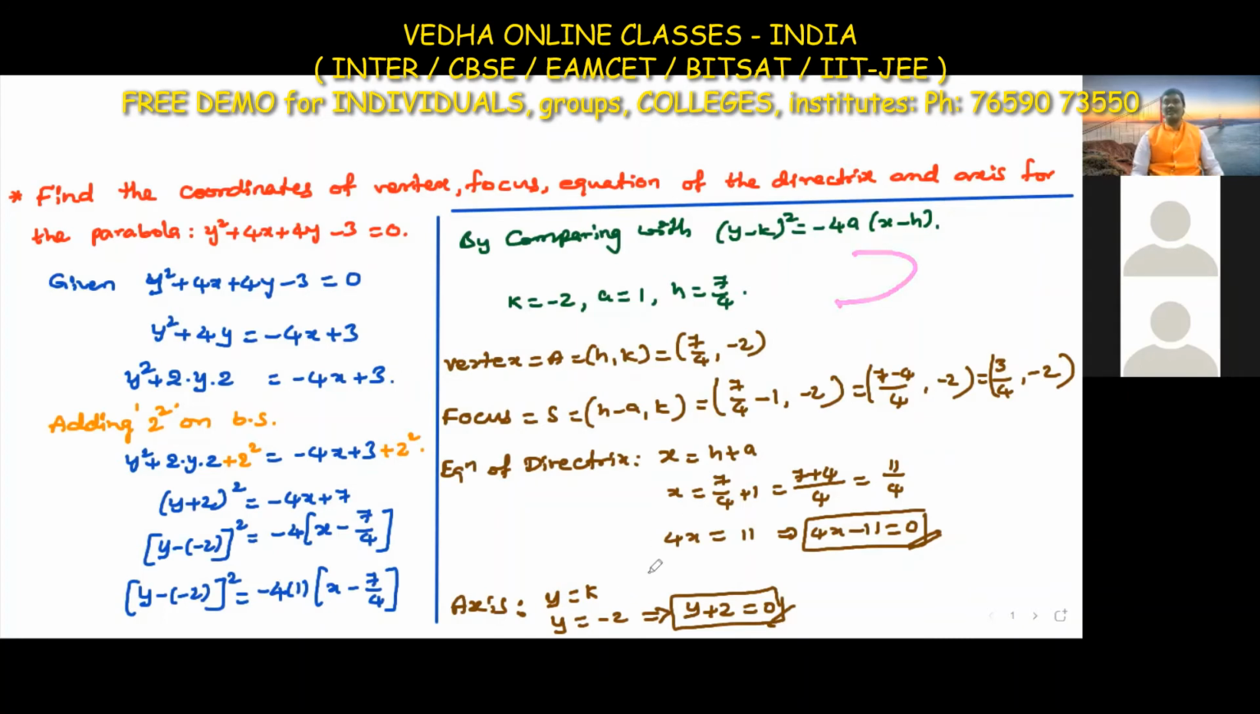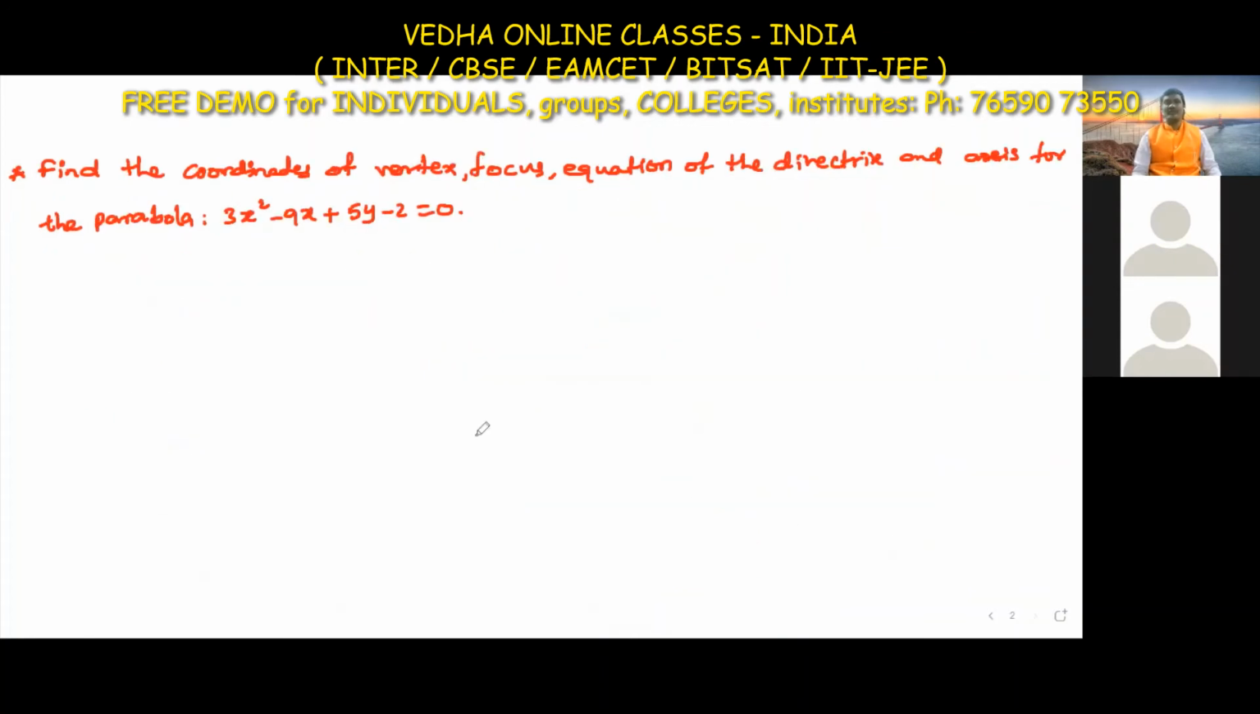After that, the axis. If we come to the axis, this is the parabola and this is h comma k. So the axis is y equals k, and it is parallel to the x-axis. That is the axis of the parabola. Here we go to the next question.